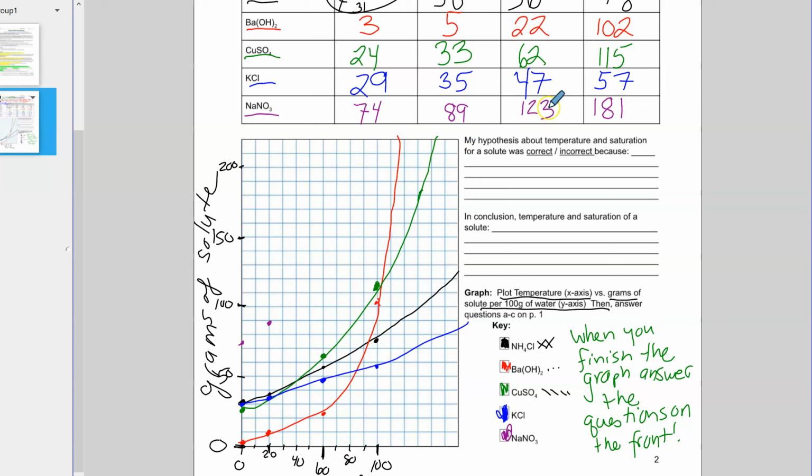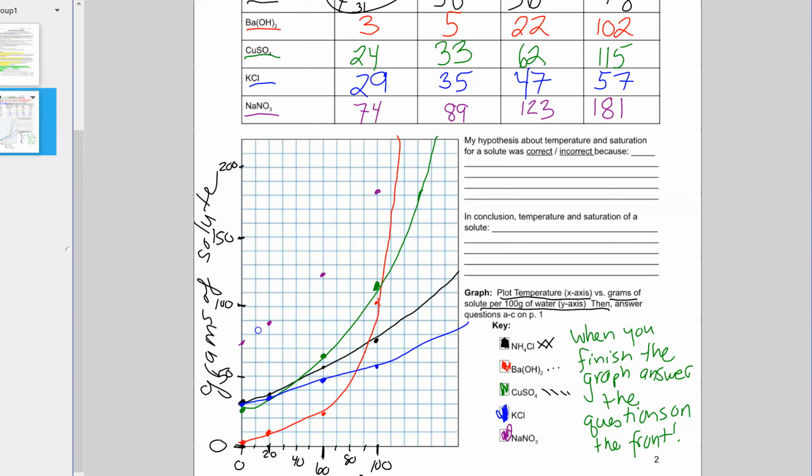Then we have 80, 60, and 123. So 60, 100, 110, 120, 123. And our last one here, 100, then 181. So here's my 100 line. 150, 160, 170, 180, 181.